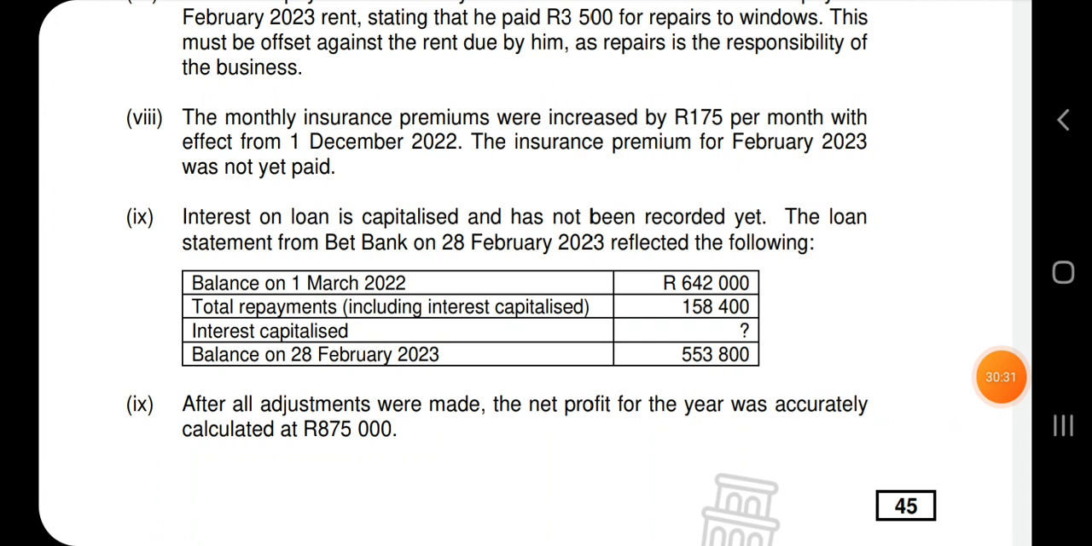So again, the monthly insurance premiums were increased by 175 per month with effect from 1 December 2022. The insurance premium for February 2023 was not yet paid. The financial year ends on 28th of February, so it was December, January, and February. So for 3 months, we had an increase on insurance.